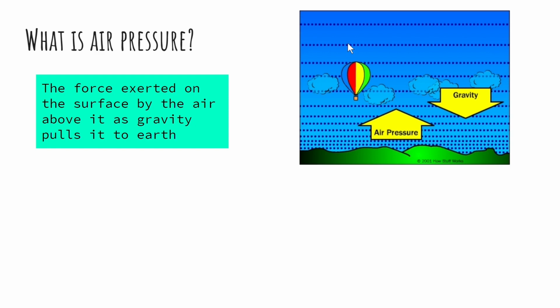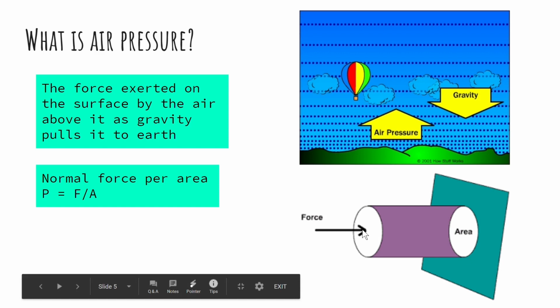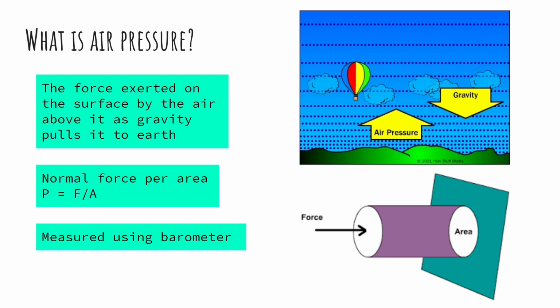And we can say that air pressure decreases as we go above. That is, if we consider this layer, the air is very less above it, so very less force will be applied on this layer. So the pressure decreases as we move up. Now the mathematical form is normal force per unit area, that is F by A. If we consider this surface, then the normal force or perpendicular force on this surface per area is called pressure, and it's measured using a barometer.